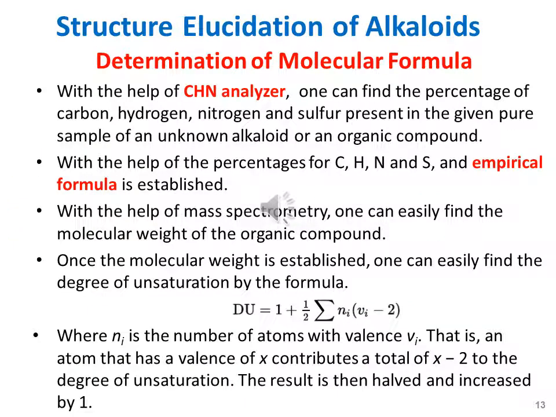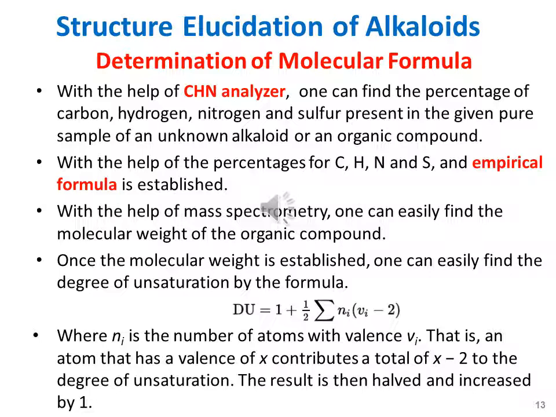Once you have isolated the alkaloid from the biological source through TLC analysis and you have also located the spot of the alkaloid, your next target will be the determination of its molecular formula and molecular structure. The first step will be the elemental analysis. With the help of a carbon, hydrogen and nitrogen analyzer, one can easily determine the percentages of carbon, hydrogen, nitrogen and sulfur present in the given pure sample of unknown alkaloid or organic compound. With the help of these percentages, an empirical formula is established.